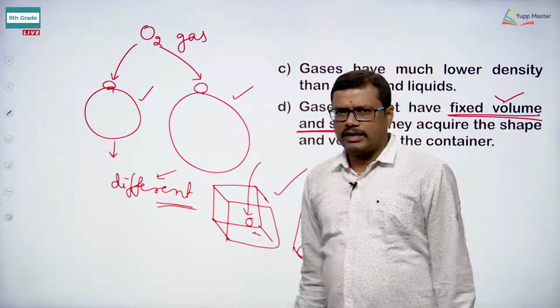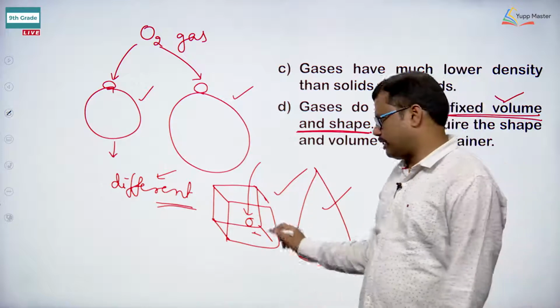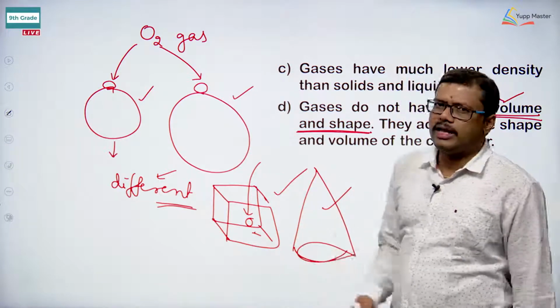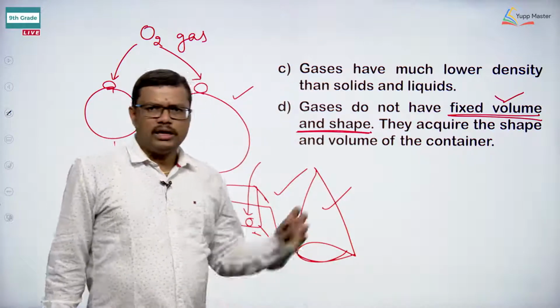For example, if you are filling a balloon, it is going to take the spherical shape. If you are filling a cubical vessel, it is going to take the cubical shape. If it is filled in a conical flask or a conical shaped container, it is going to occupy the conical shape.